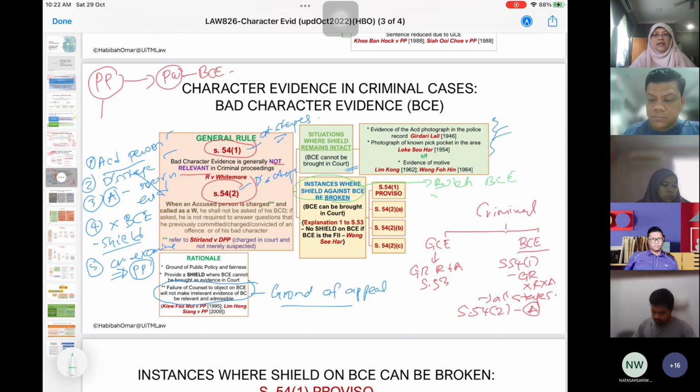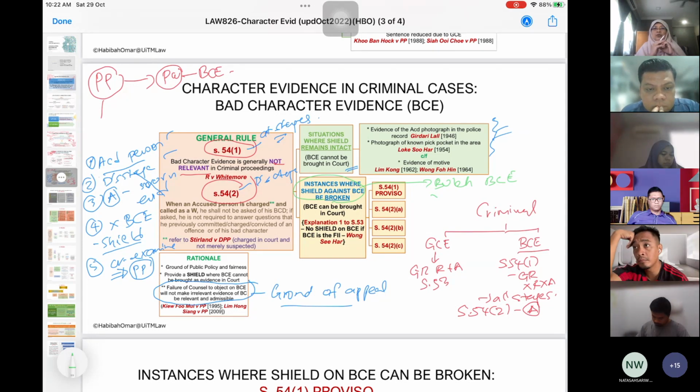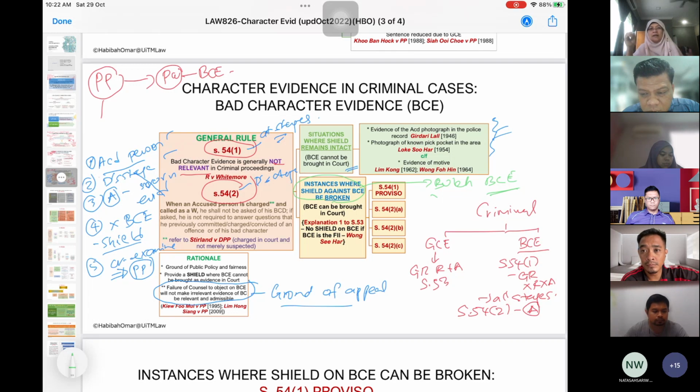Contohnya, you have Zahid Hamidi. He gives a lot of good character evidence. Then the shield can be broken. Bila shield broken, you boleh bawa bad character evidence. So katakanlah, there have been situation where Zahid Hamidi involved dalam assault. Beberapa lama dulu I ada baca dekat dalam surat khabar, someone actually file a report against Zahid Hamidi sebab dia tumbuk orang.